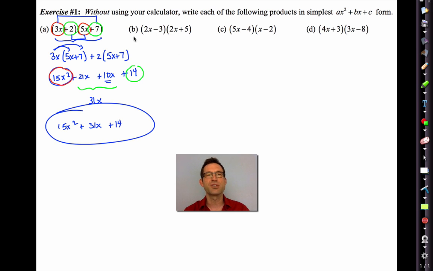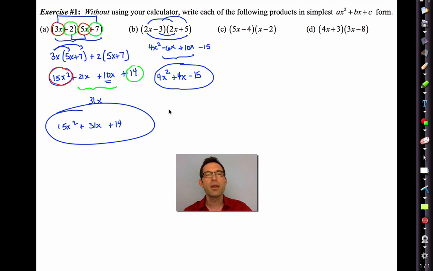The important thing to understand, and let's talk about this as we go on to letter B, is that we have these first two terms which multiply together to give me 4x squared. These last two terms that multiply together give me negative 15. But then we have an inner set of terms which gives me negative 6x, and an outer set of terms which gives me positive 10x, which then will always combine. Right? Nothing combines with that 4x squared, nothing combines with that negative 15. But these two always combine and give us that sort of center term.